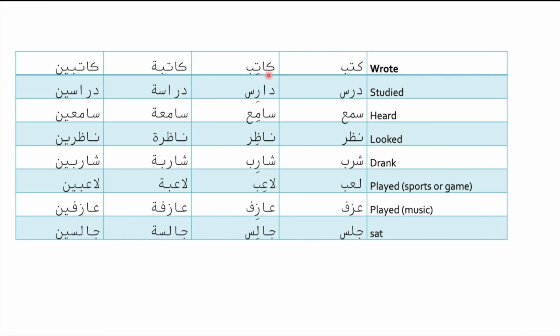Now we know how to conjugate the active participle out of a three-letter root verb, such as كتب, سمع, and obviously you've got lots of other verbs. You could give it a try to practice, and don't forget to comment below and let us know how you got on. So all you need to do is add aleph after the first consonant and then add vowel e under the second consonant. So it becomes katib, daris, سامع, ناظر, شارب, لاعب, عازف, جالس.